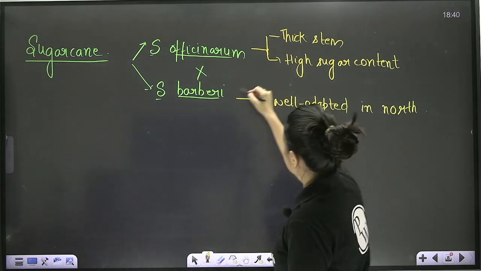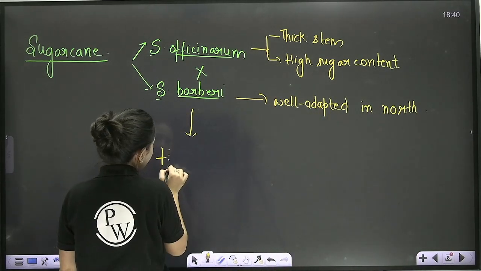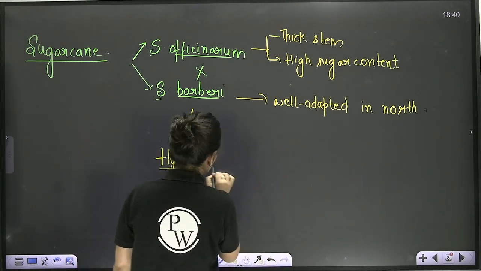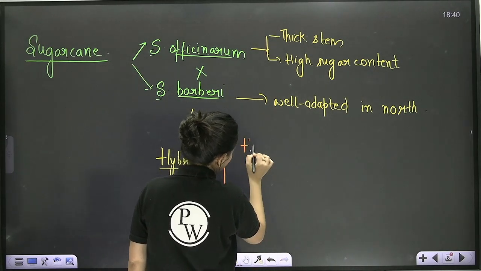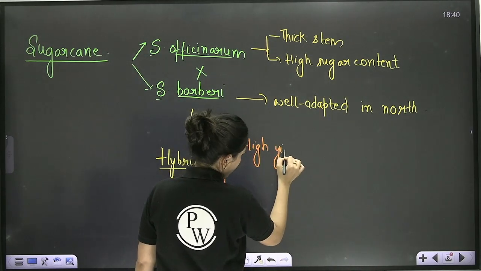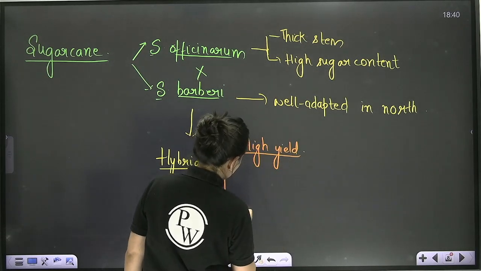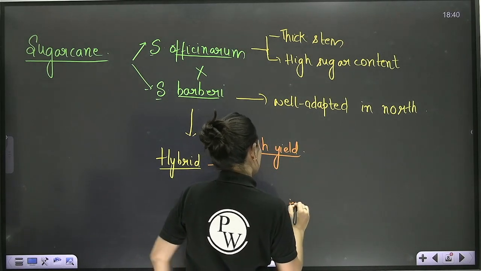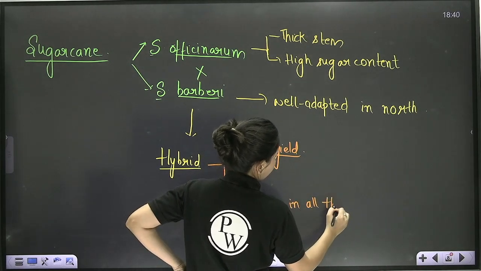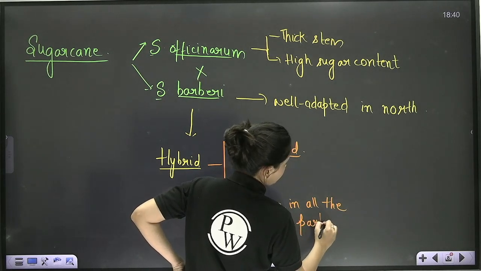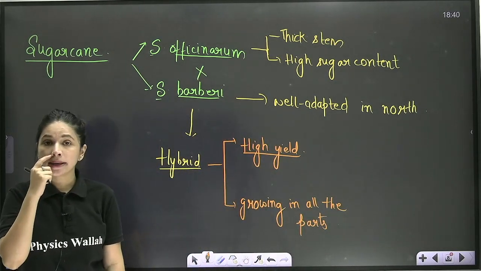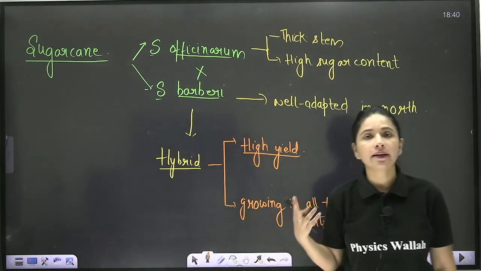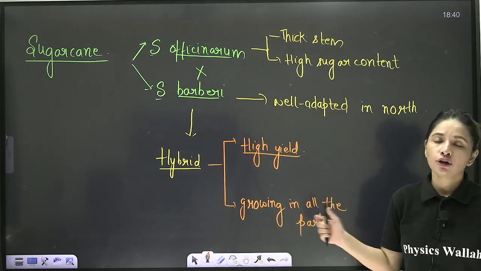Now when both will be crossed, then hybrid from them will be obtained, and this hybrid will have both the good qualities of the parent, that is high yield of sugar definitely, plus capable of growing in all the regions, growing in all the parts of our country. Right? Got my point? So this is how we have applied the concept of hybridization in developing the good, healthy hybrid varieties of sugarcane.